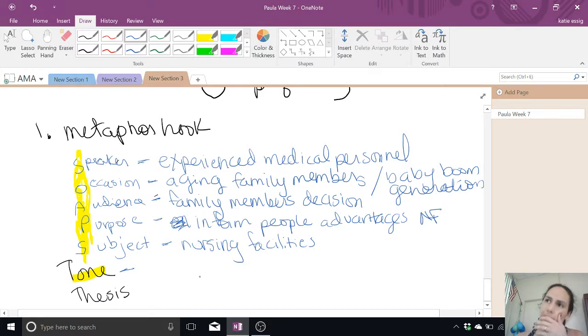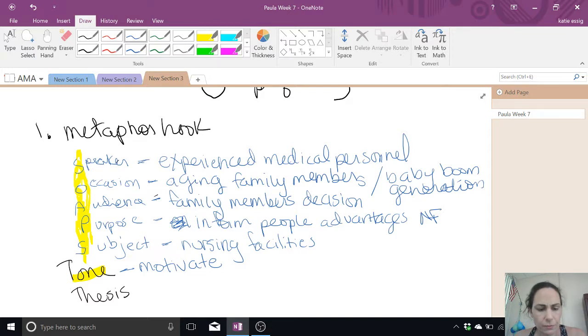My tone, I'm enthusiastic, but I've got to be careful with that. I want to be encouraging and motivating. Let me go ahead and put this. And then my thesis, I'm going to leave this blank for right now. Okay, so notice how I have all these notes now. What I'm going to do is organize my notes and see what I want to write and where I'm going to write it.